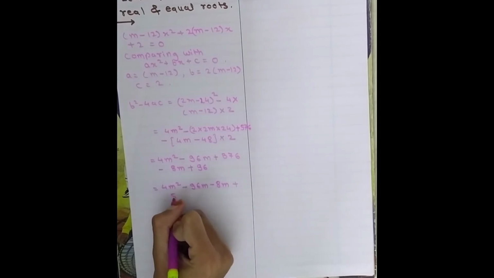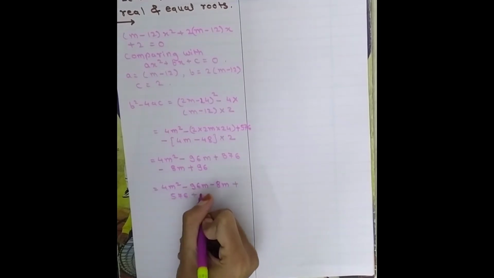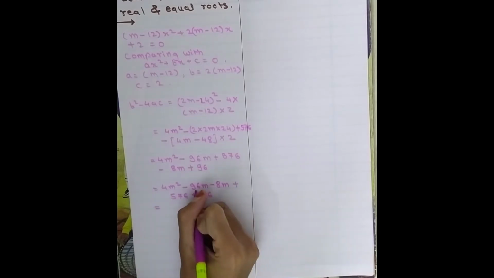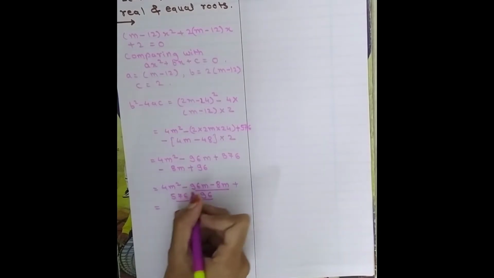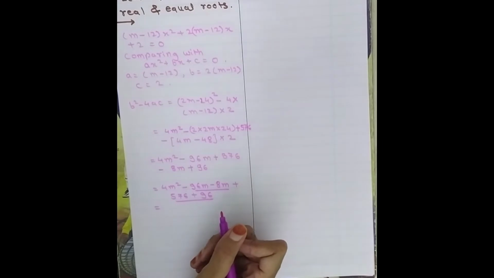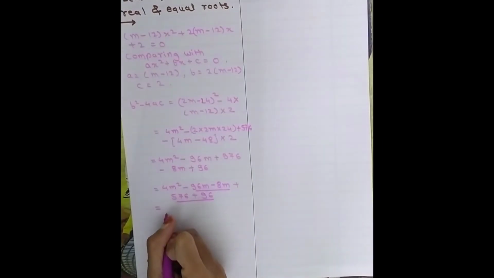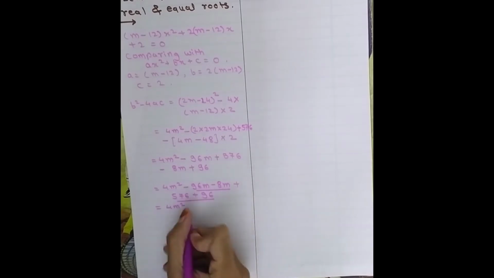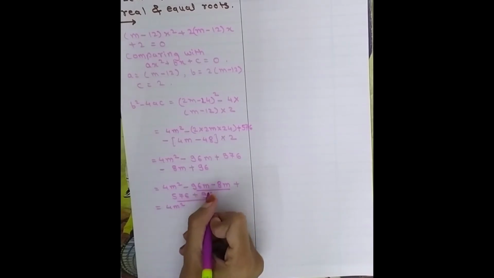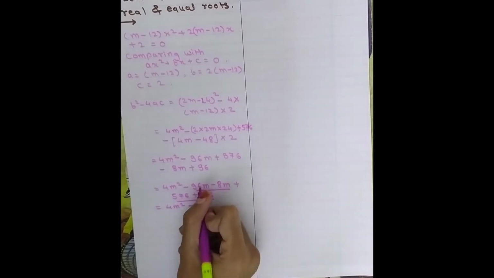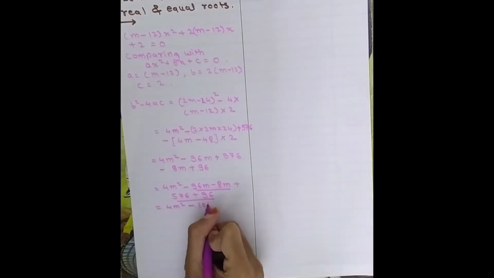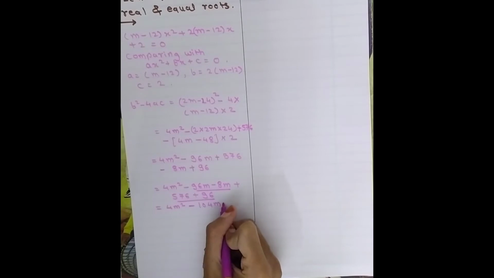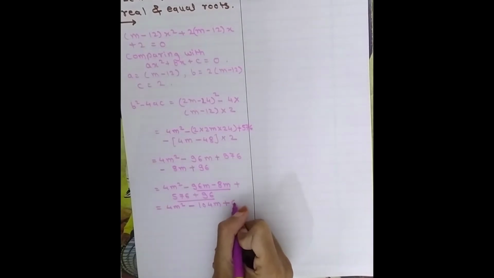Plus 576 plus 96. So here this addition is what? 96 plus 8m. So 4m square, 96 plus 8 is, minus minus plus, and the bigger number's sign, minus 104m, and 576 plus 96 is plus 672.